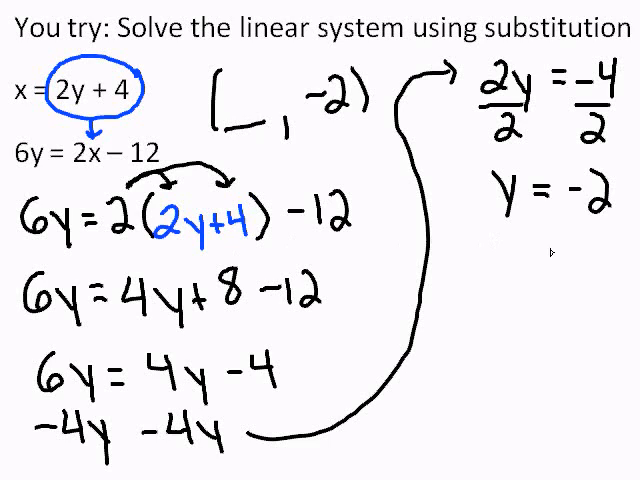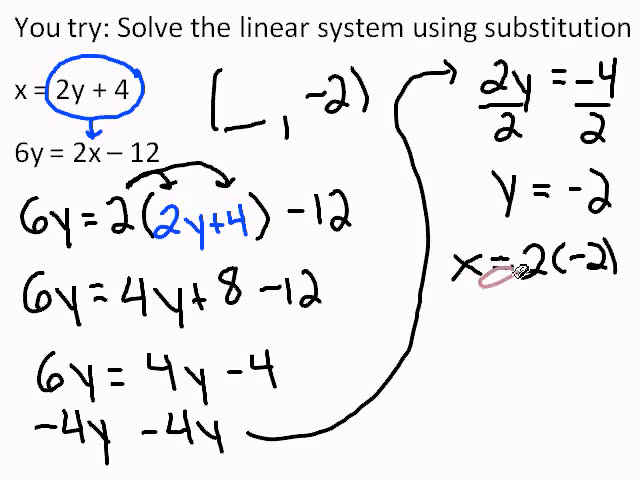So what we can do is substitute the y value of negative 2 into one of the equations, and then we can solve for x. So we know that x is equal to 2 times y, which is negative 2, plus 4.